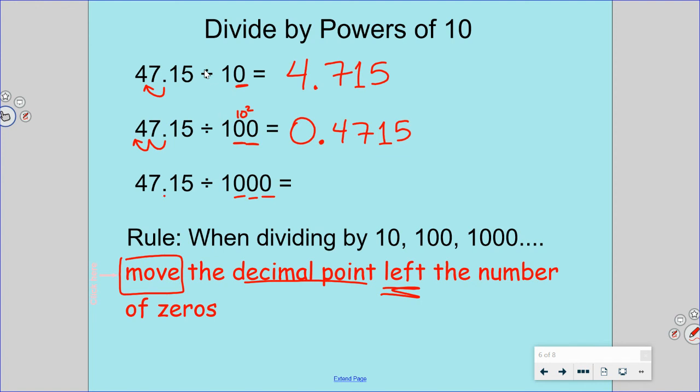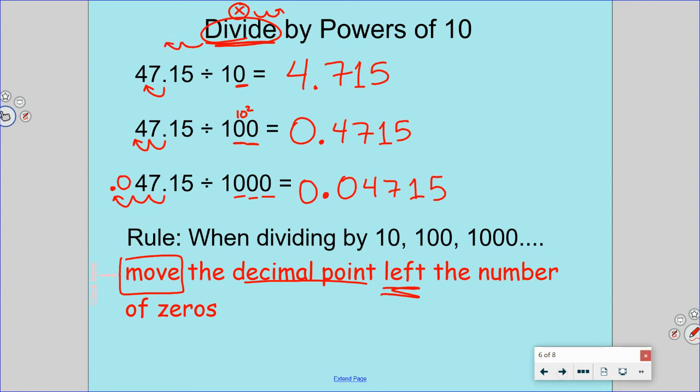Well, in that case, you're going to move it once, twice, and thrice. And of course, fill in the blank. Still no wholes, but now we have 4,715 hundred thousandths. Now, folks, go ahead and put that 0 in as well. So just as multiplying by powers of 10 makes it larger and we move it to the right, dividing by powers of 10 makes it smaller and moves to the left.